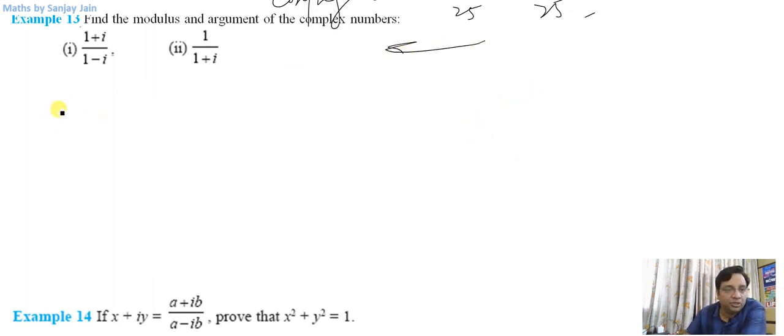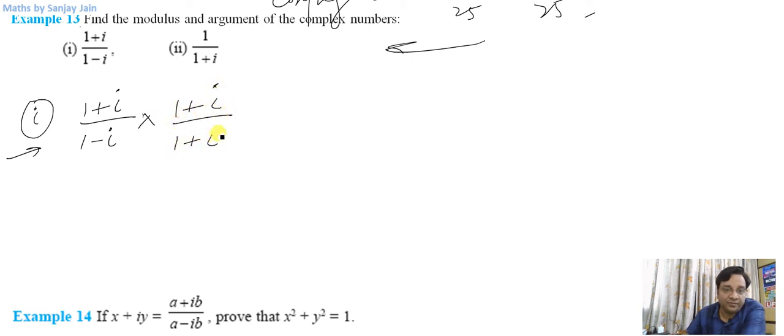What will be the modulus? Let us try the first one: 1 plus iota divided by 1 minus iota. This expression we are familiar with, right? If you are not, now you will see. We have solved this kind of questions, I think, in previous exercises. So let us see what it is.